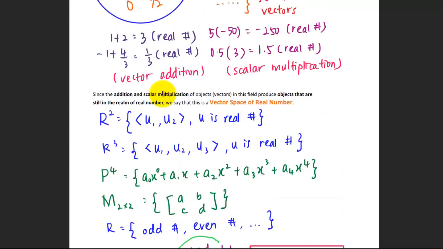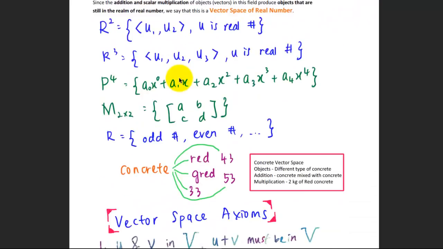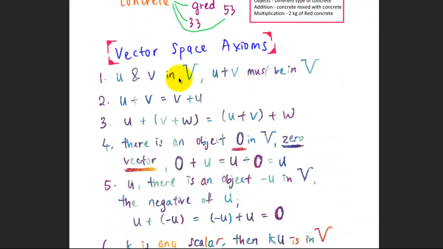So previously we know that in order for a collection of objects to form a vector space, two conditions must be met, which are vector addition and scalar multiplication. But these are just the two fundamental criteria. There are actually 10 vector space axioms that you need to prove in order to check whether the collection or group of objects can be called a vector space or not.